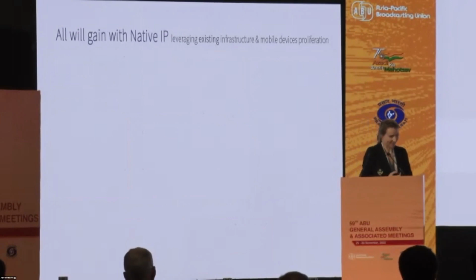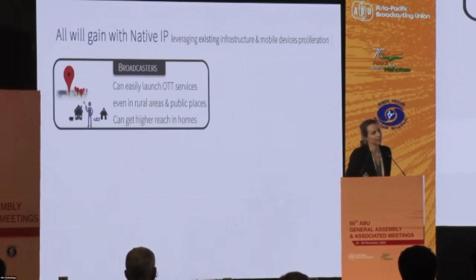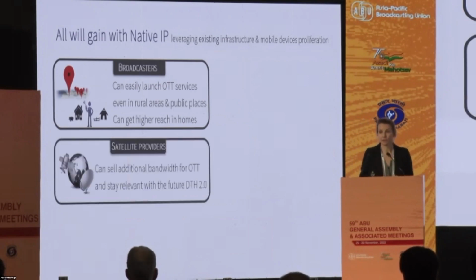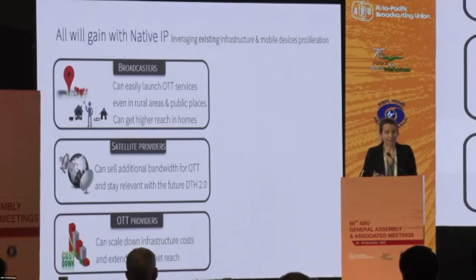So I summarize on native IP, saying that all will gain thanks to native IP, because broadcasters can launch OTT services, even in low connectivity areas, and they have higher reach in the homes. Satellite providers also are very much interested in that solution, because they can sell additional bandwidth for the OTT use case. So they have a role to play in that area. And they stay relevant in the future when DTH will be able to use the same formats as the ones used widely. OTT providers can scale down their infrastructures.